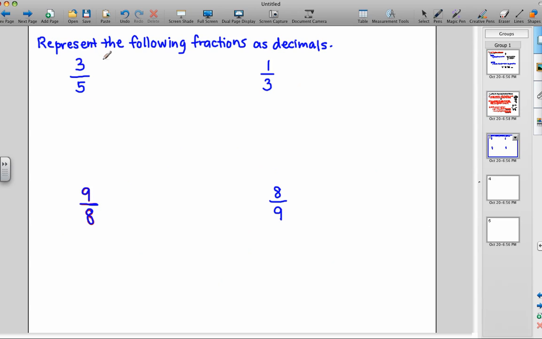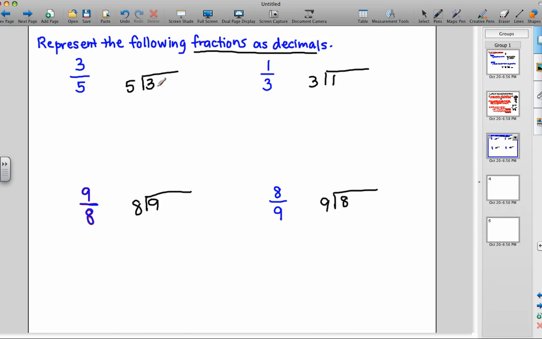Let's represent the following fractions as decimals. If you want to take a moment, you can stop the video and try to do these problems right here, and when you're done you can click right back and we'll check to see if you got them correct. Alright, we're changing fractions to decimals, so I'm going to put the numerator on the inside, denominator on the outside. I'll do that for all of these. Then I'll put a decimal point to the right, as well as in the quotient, and as many zeros as I would like or as I need.